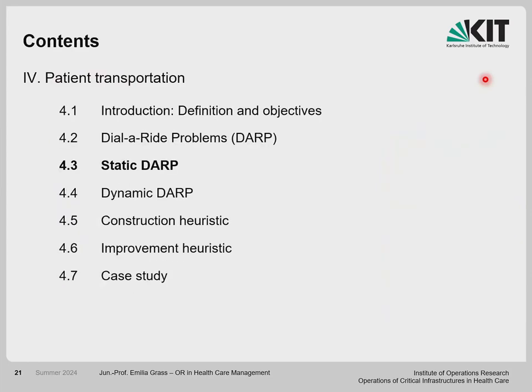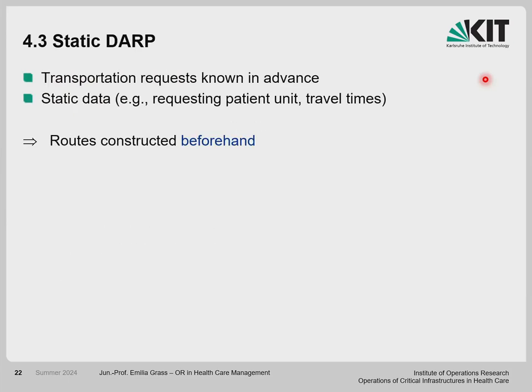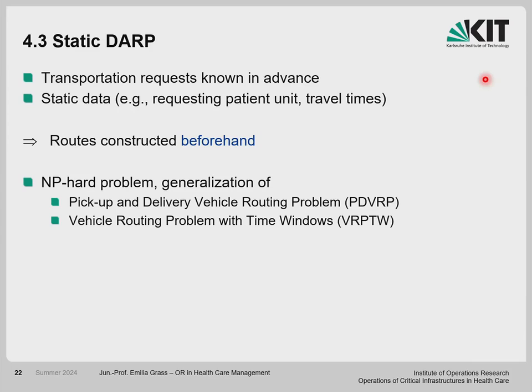Okay, so now the model formulation for the static DARP problem. Okay, so now we have a static version. That means we know the transportation requests in advance, assuming that on Monday evening we know all the requests for the Tuesday transportation. So we have static data, all the requests are known, the travel times are also known. So we are constructing the routes on Monday evening for the Tuesday. So we are doing that beforehand. And this is typically an NP-hard problem.